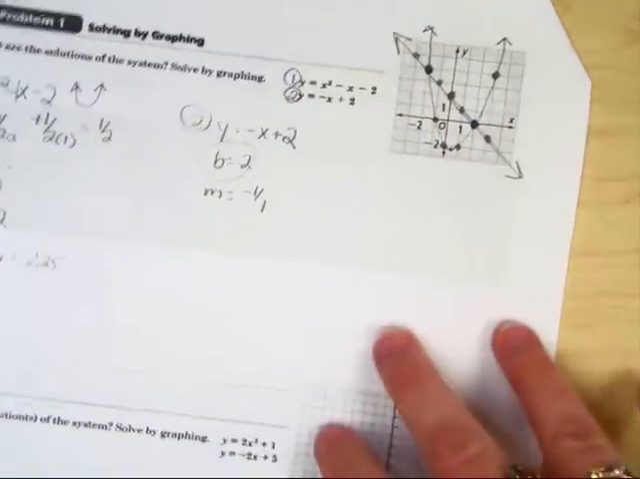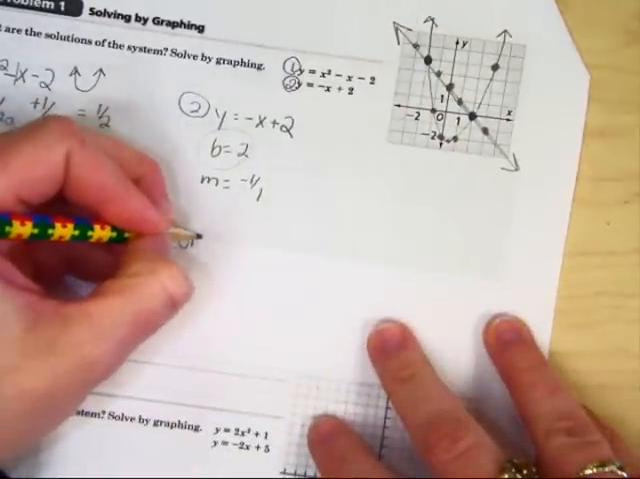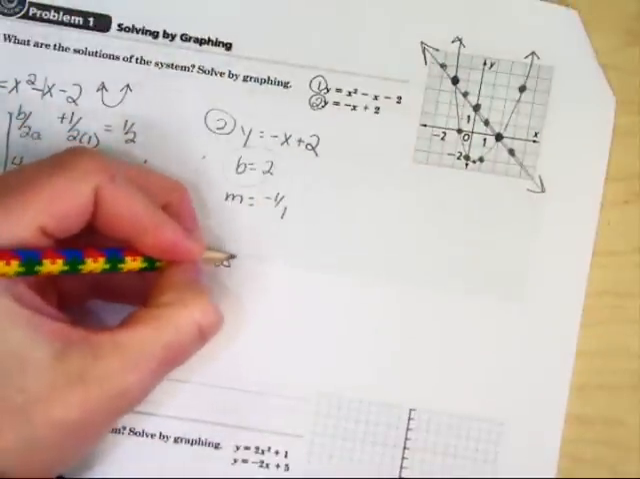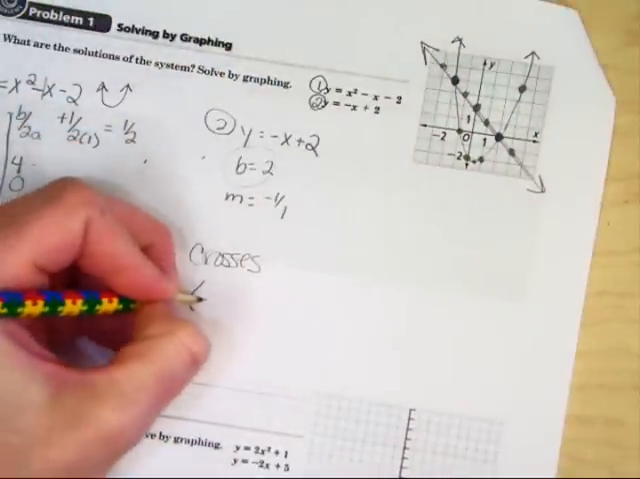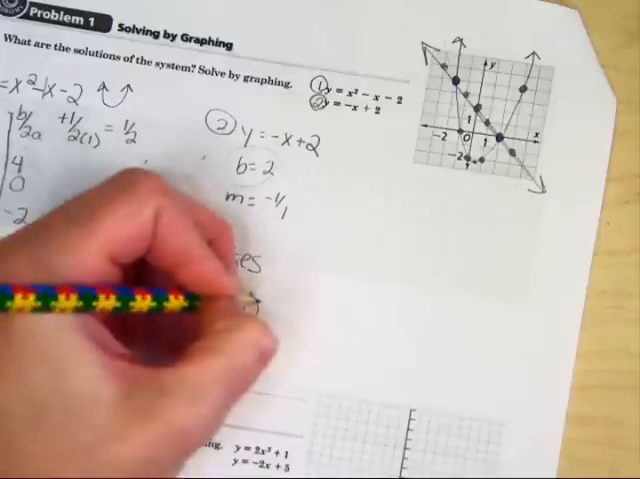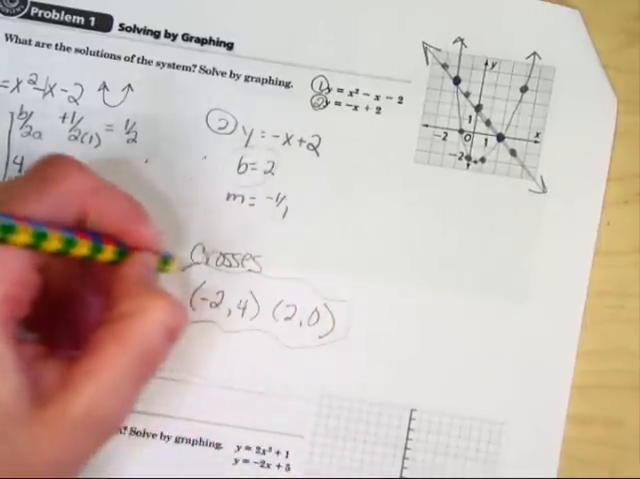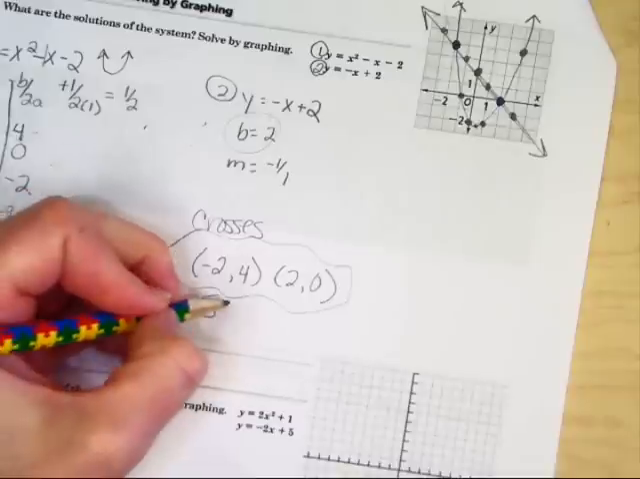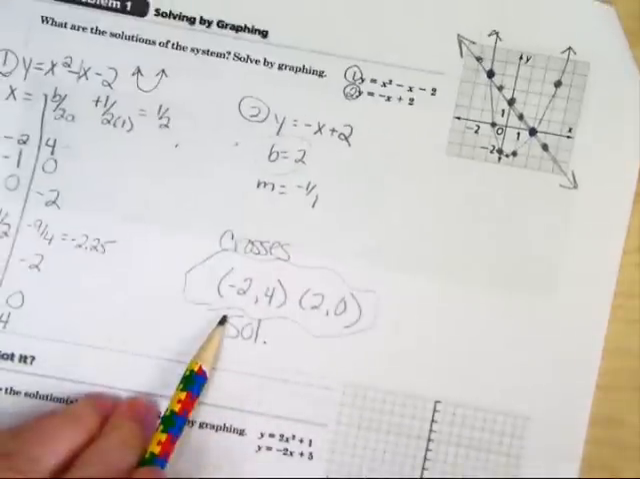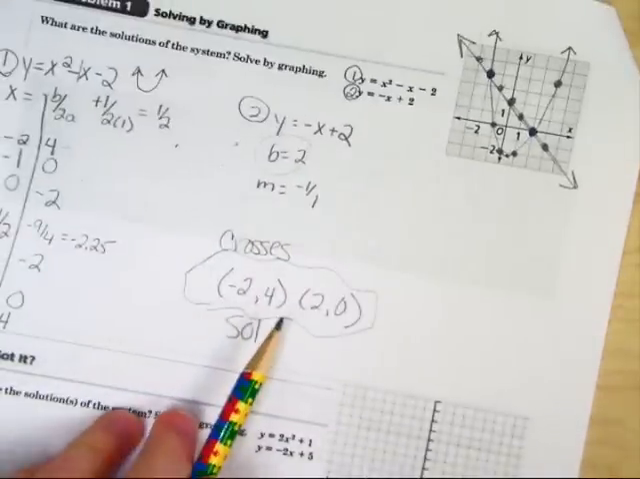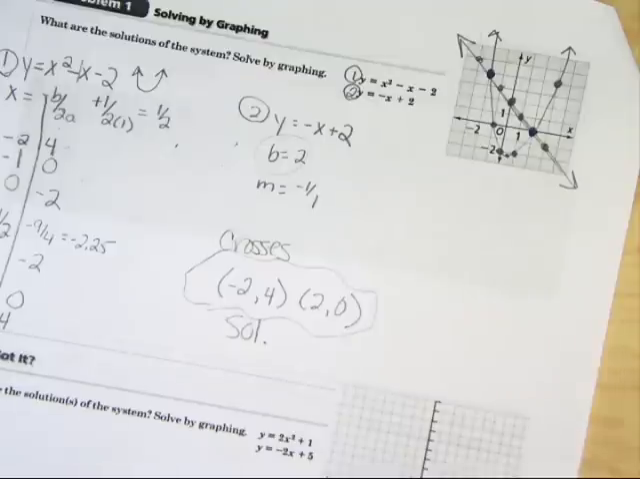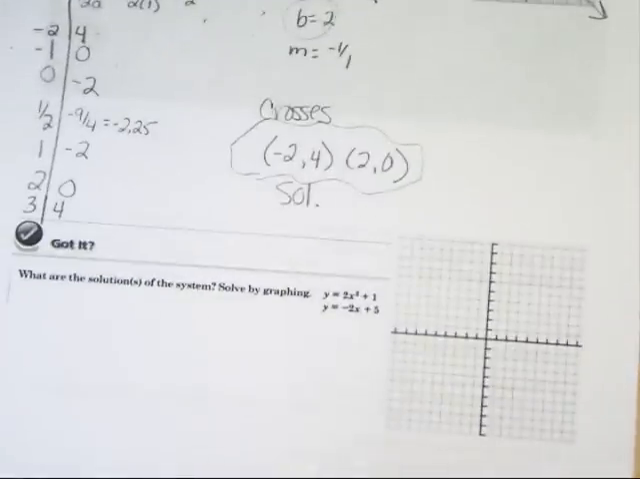So I have 2 places where it hits, or where it crosses. Okay? So it crosses at negative 2, 4, and it crosses at 2, 0. Therefore, these are both solutions. If you plug in negative 2 into both of them, you'll get out a 4. If you plug in 2 to both of them, you'll get out a 0. Let's try that one more time.